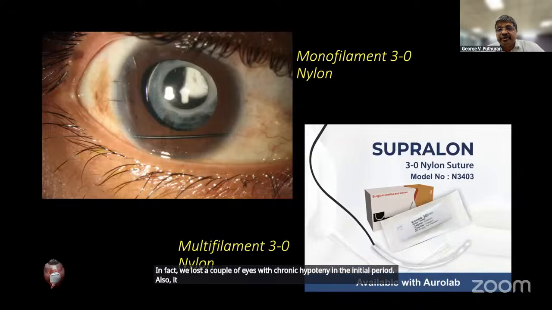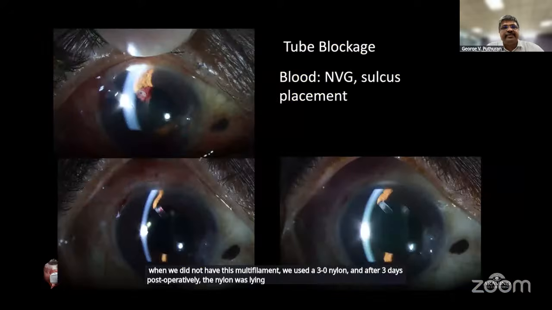Also, it's important that you should use a multifilament 3-0 nylon. When we did not have this multifilament, we used a 3-0 nylon. And after 3 days post-operatively, the nylon was lying in the anterior chamber.